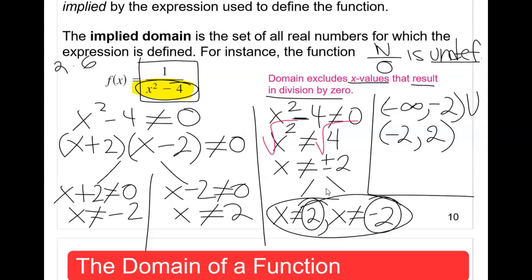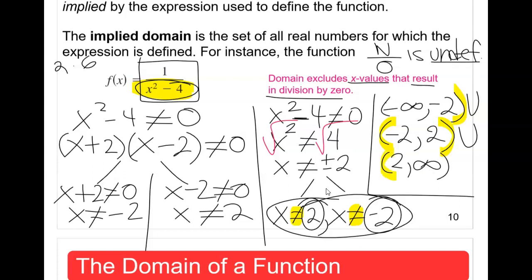Now notice how I am using parentheses here because I want to exclude those numbers. If I wanted to include them, I would use a square bracket, and I don't want to do that. And then we just have to connect it with from 2 to +infinity.